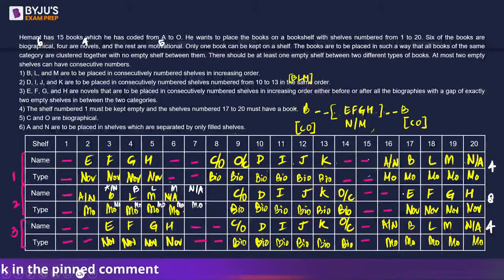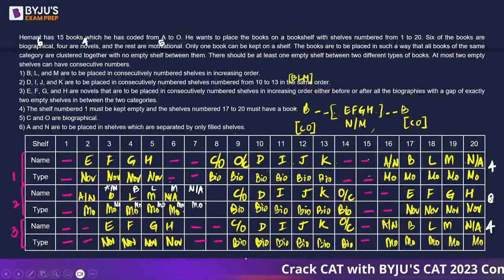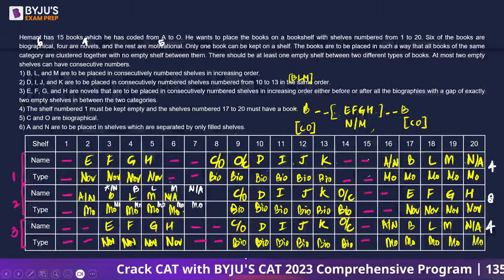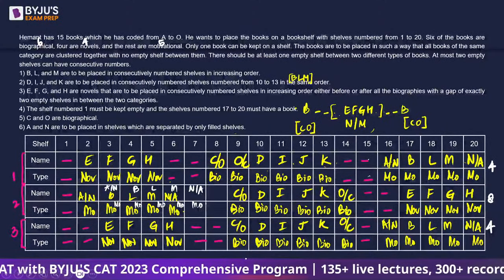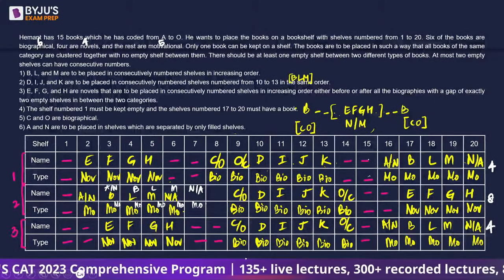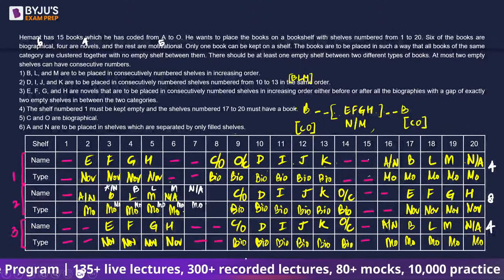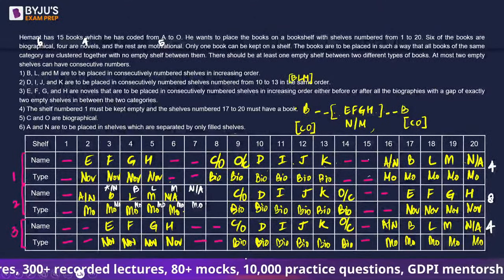Next it says BLM are to be placed in consecutive numbered shelves in increasing order. So BLM we have wherever they are in consecutive order in increasing order. DIJK are from 10 to 13, that is also fixed. EFGH are novels that are placed in consecutively numbered shelves in increasing order, either before or after all the biographies, right? In the first case, we have before. In the third case, we have before. In the second case, we have after, with a gap of 2 every time.